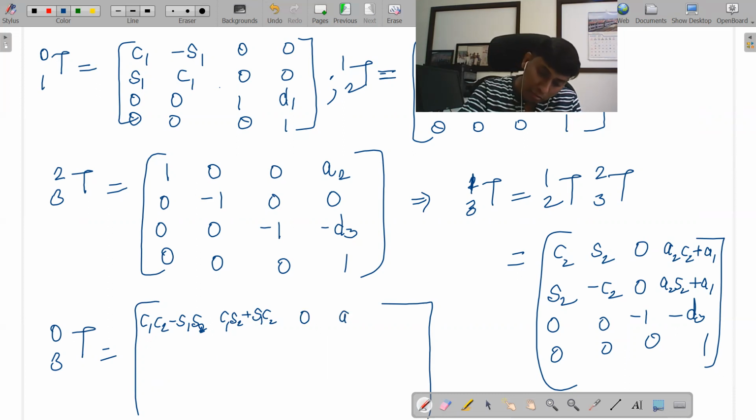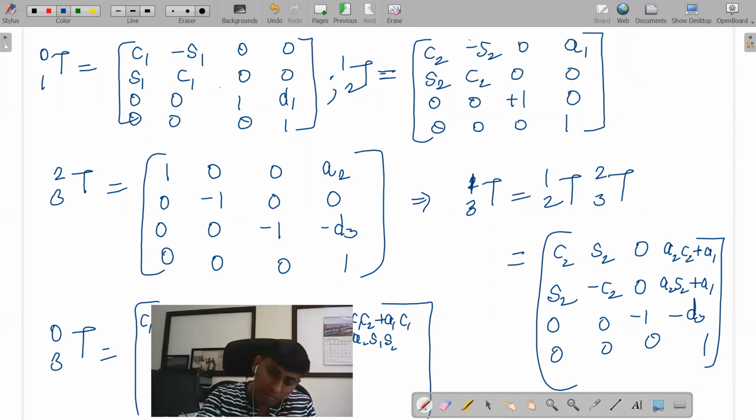So A2, C1, C2 plus A1, C1, plus or minus A2, S1, S2, A1, S1, S2. I think we checked here. This column, so second row, this will not have A1, right? So I am really sorry. So there will not be anything.